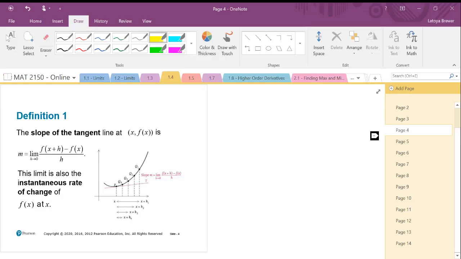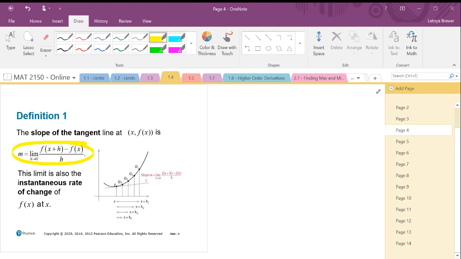So I've already introduced you guys to the idea that the slope of the tangent line at a particular point is found by using the difference quotient. The tangent line gives me the slope of that line at a particular place on that line.